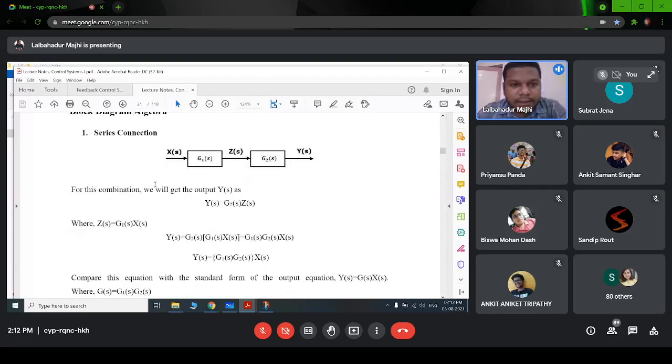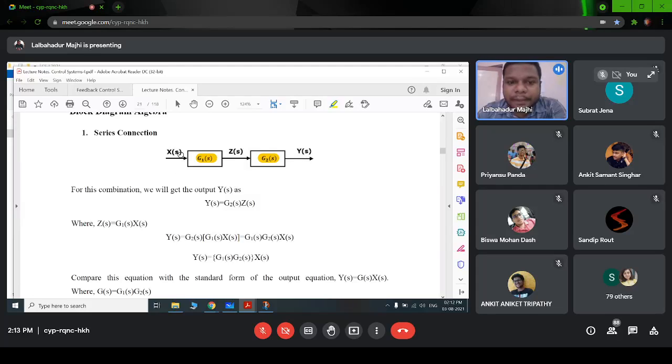So from this, we can do the mathematical equations also, right? If it is in series connection, then why it will be multiplied, right? We have these two blocks G1 and G2. Suppose the output of the G1 block is Z of S and the output of the G2 block is Y of S. This is an open loop system. It is not a closed loop system because there is no feedback path.